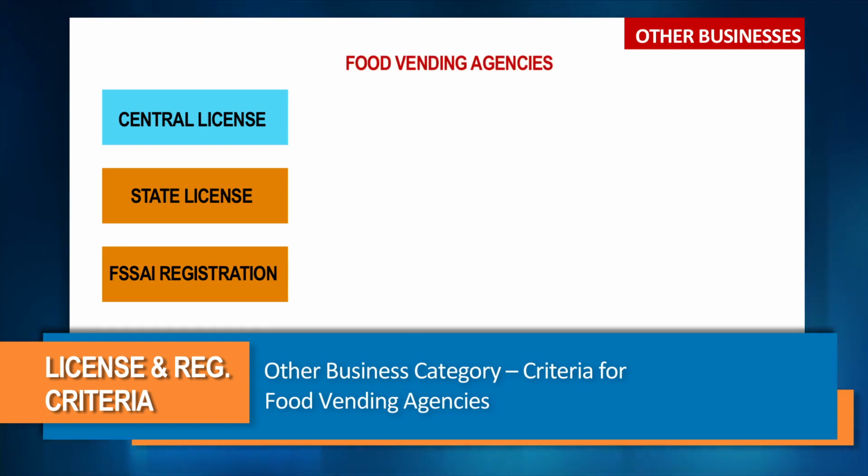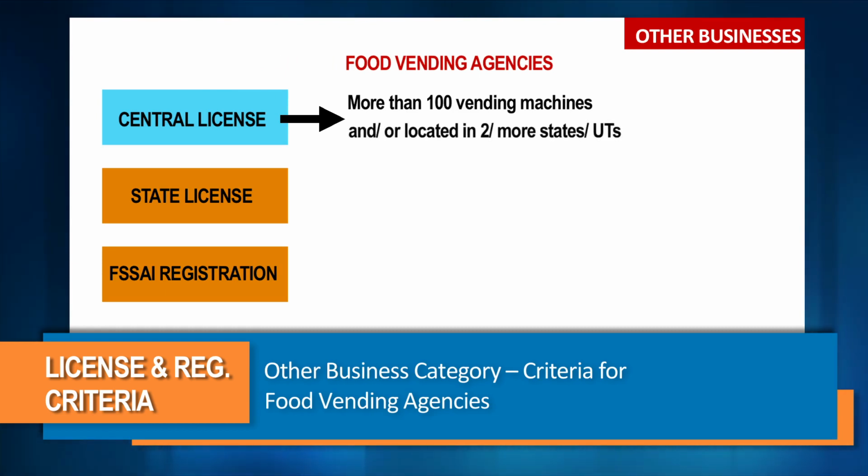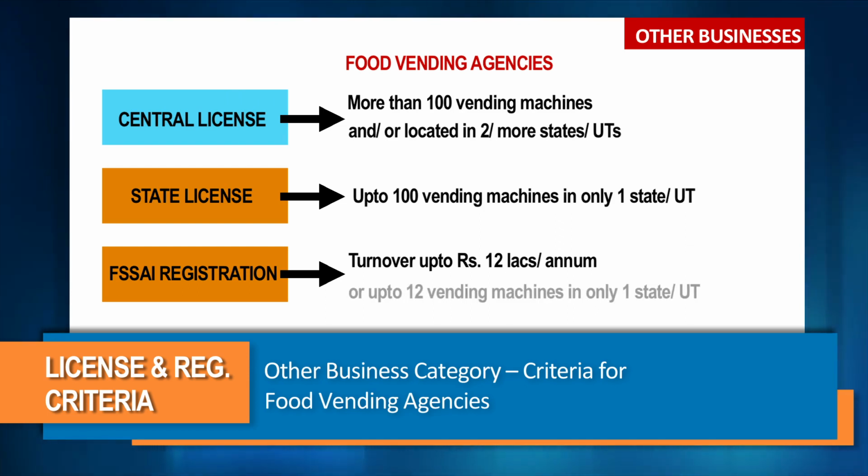Food vending agencies with more than 100 vending machines and or located in 2 or more states or union territories falls under central license. With up to 100 vending machines in only one state or union territory falls under state license, and with turnover up to rupees 12 lakhs per annum or up to 12 vending machines in only one state or union territory falls under registration category.